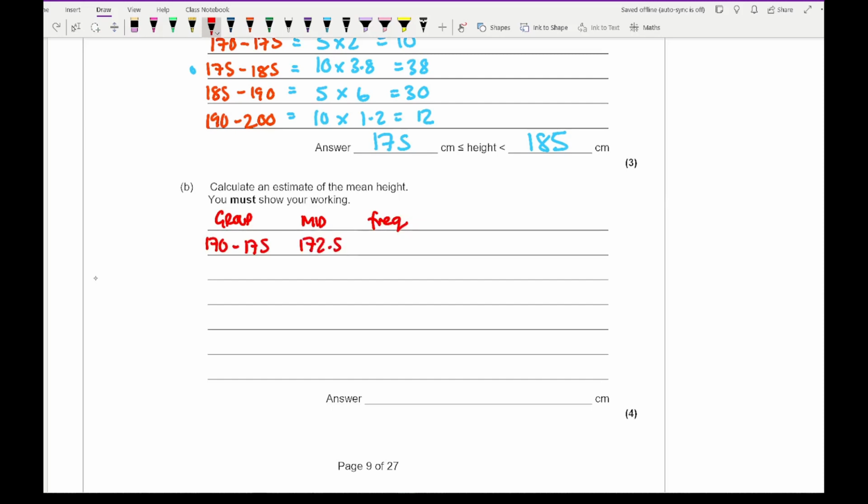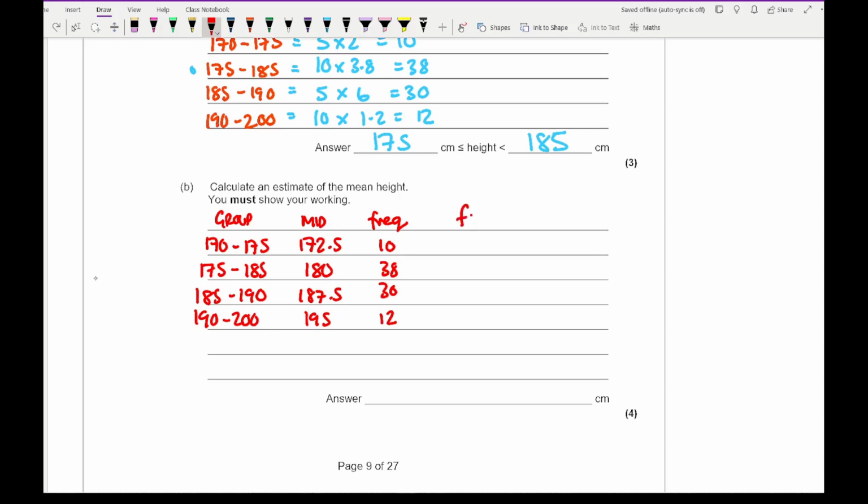For the next one, I've got 175 to 185, so the midpoint is going to be 180. The next group is 185 to 190, so the midpoint is 187.5. And the next group is 190 to 200, which has a midpoint of 195. And I've already worked out the frequencies. So I've got 10, 38, 30 and 12.